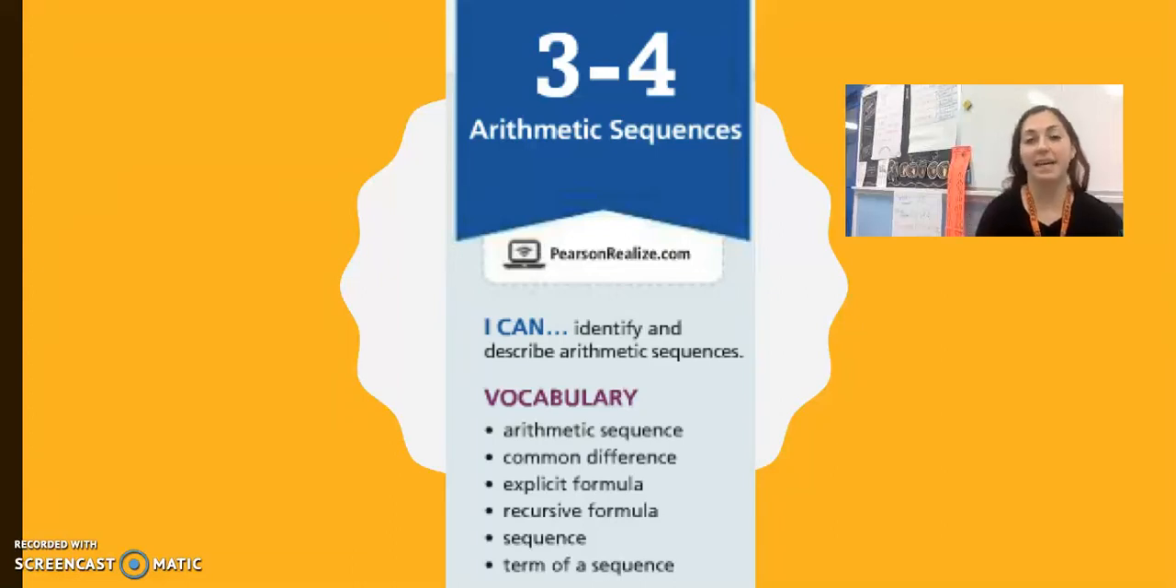Hey guys, today we're working with arithmetic sequences. And if you see, it says I can identify and describe arithmetic sequences. And this is the vocabulary that we'll be working with in this chapter.